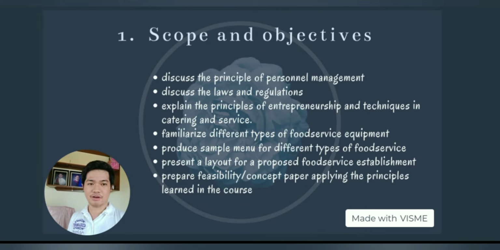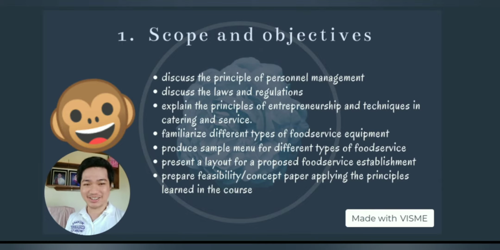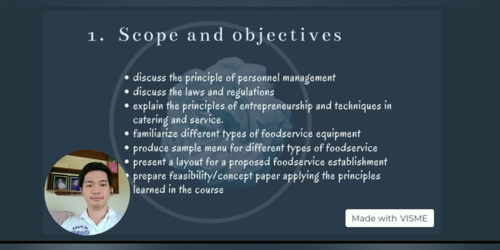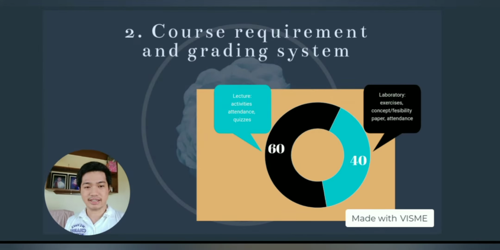For our first agenda, we have scope and objectives. Ultimately, what you need to do for the whole summer is a feasibility study and concept paper, and what is included in those is what we will discuss in the lecture. Next, how will you be graded? 60% of your grade will come from your lecture and 40% from the laboratory. What do you need in lecture? We have lecture activities, some games on our website, and quizzes. As for attendance, once you submit your activities, you are automatically considered present.